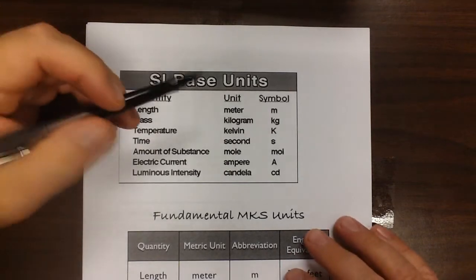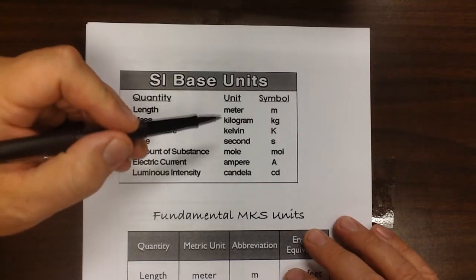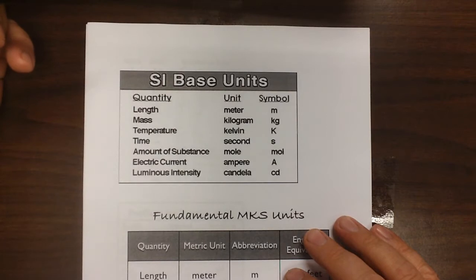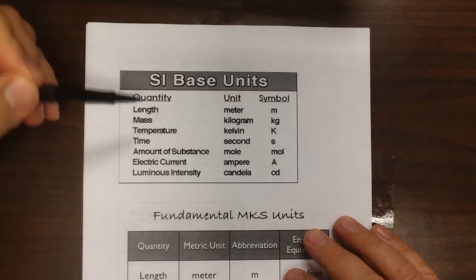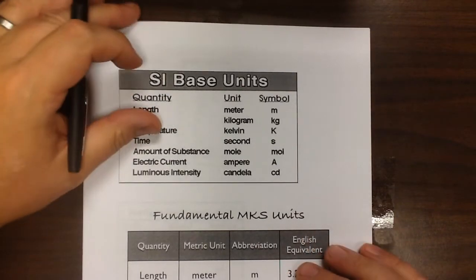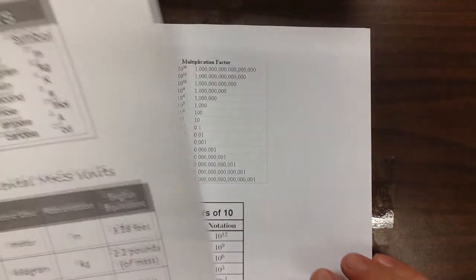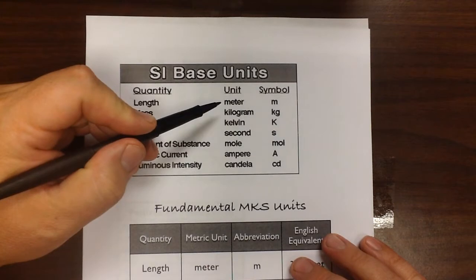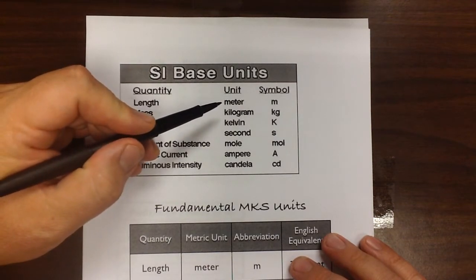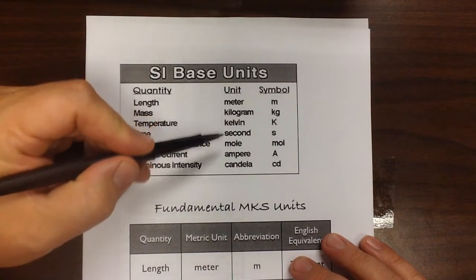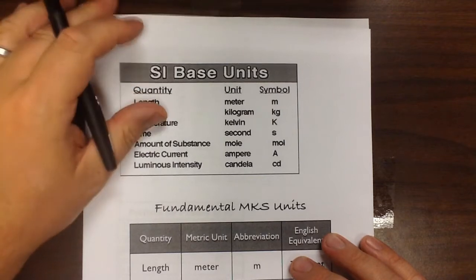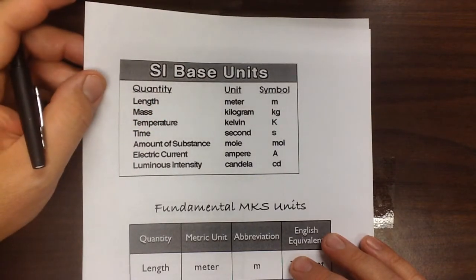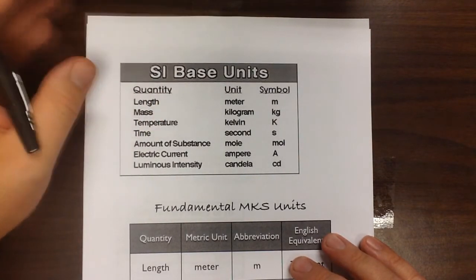In the last video we touched on the fact that we have 7 fundamental quantities in SI, or the System International, or the metric system. And in this video we're going to look at what happens if we have very large numbers of meters, or very small fractions of meters, or any of the other 7 quantities. The way that we deal with this mathematically is we use what are called prefixes.